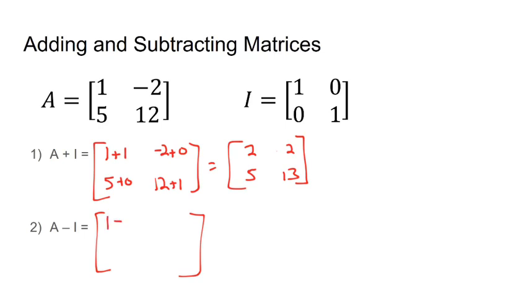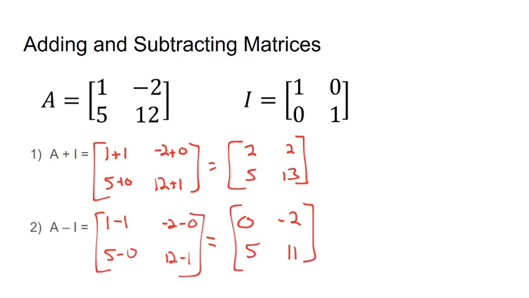So now I'm going to do 1 minus 1, and negative 2 minus 0, 5 minus 0, and 12 minus 1. So whenever I subtract matrix A minus matrix I, I end up with 0, negative 2, 5, and 11. Once again, my resultant matrix, which is what we might call this, has the same dimensions as my original two matrices. Let's do one more slide.